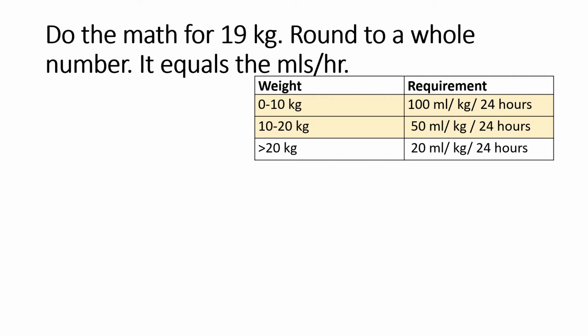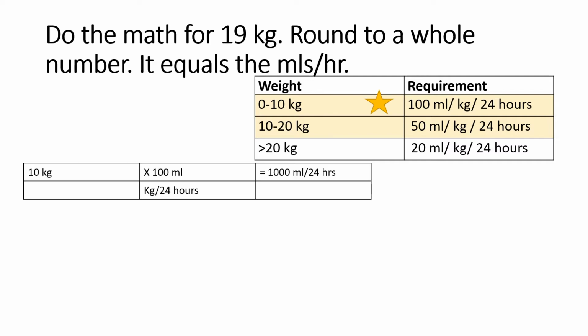So now we're going to do the math. And we're going to round to a whole number. And again, it's going to tell us what we set our pump at. So for the first 10 kilos of our 19 kilos, we're going to multiply 10 kilos times 100 mils per kilo per 24 hours. So we get 1,000 mils in 24 hours.